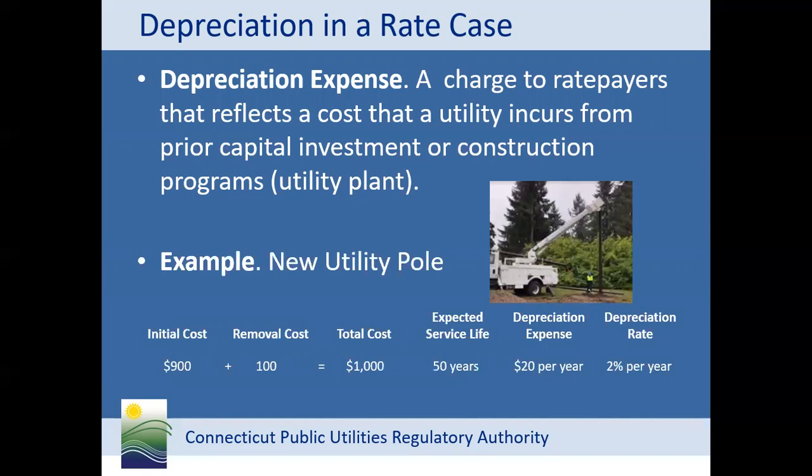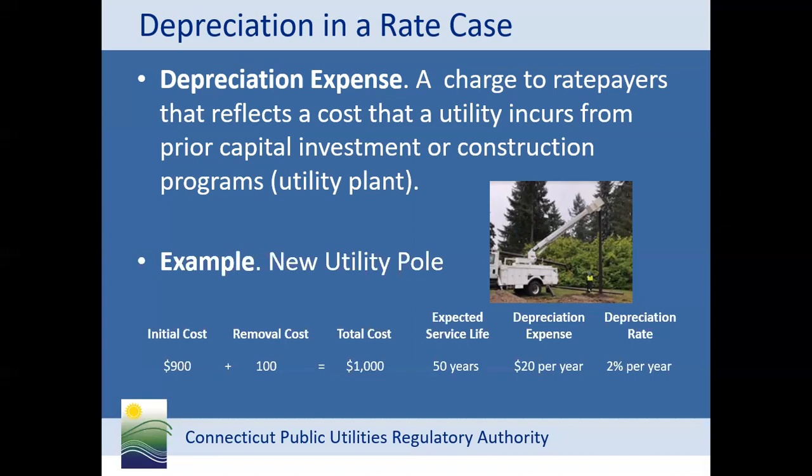The installation of a new piece of infrastructure, such as a utility pole. This example is not provided to reflect actual costs or characteristics of utility poles. Rather, it is used to provide an illustration using easy to work with numbers, since we have to do some math to illustrate the concept. Let's say a utility pole costs $900 for the material and the time to install it.